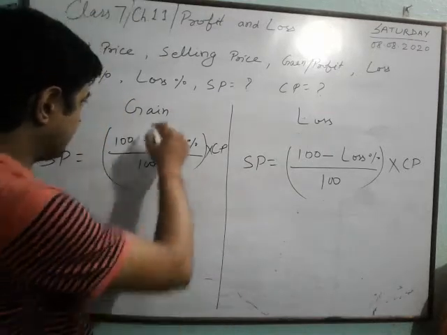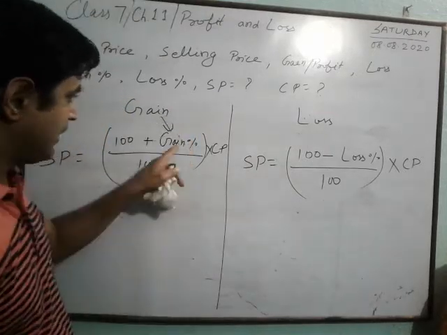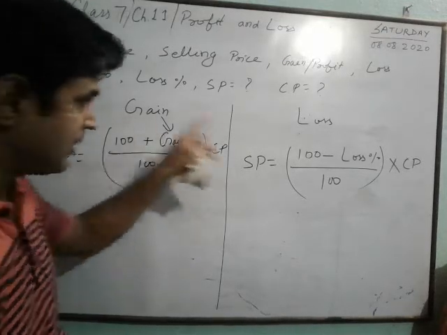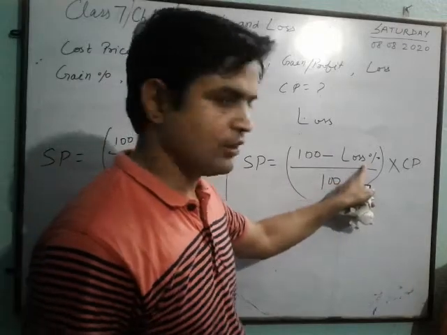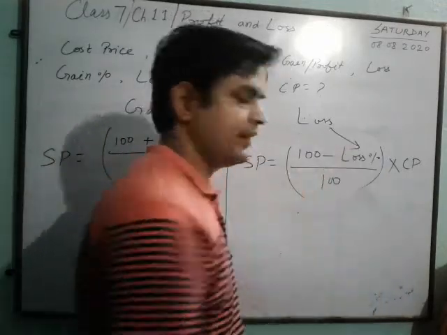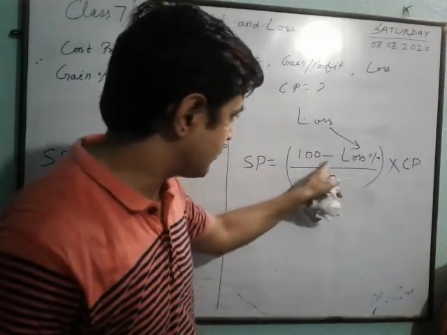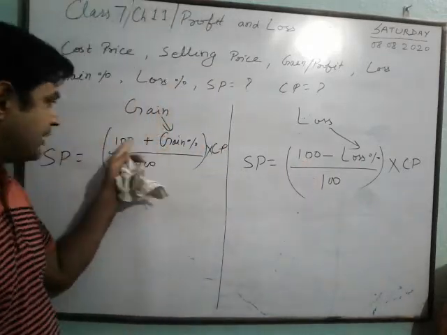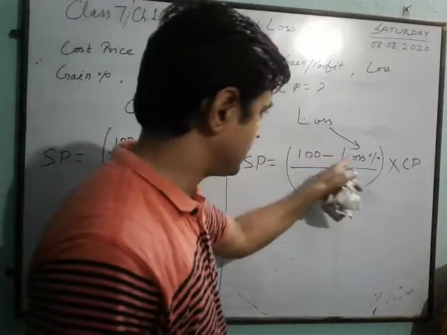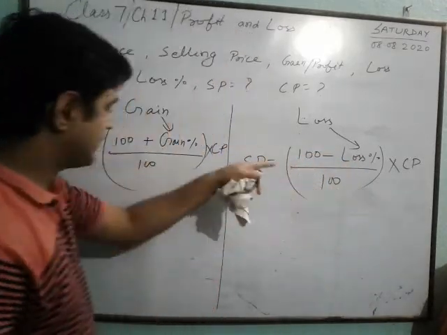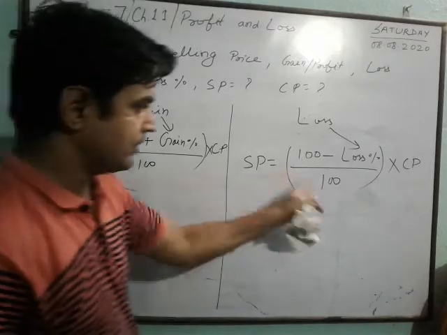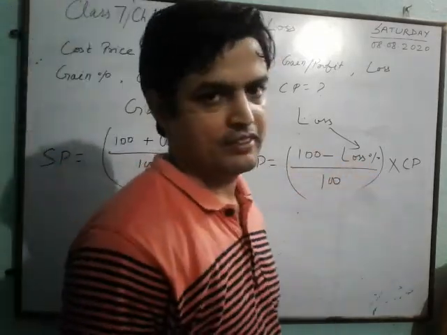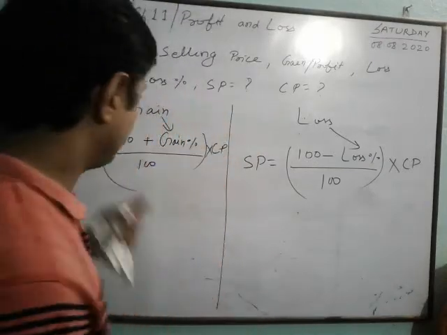Now create the link. In case of gain, write the gain percent and add this gain percent to 100. Similarly, in case of loss, write the loss percent and subtract the loss percent from 100. In case of gain, gain percent is added to 100. In case of loss, loss percent is subtracted from 100. And in both the cases, we divide this by 100, and in both the cases, we multiply it by CP. And we have the formula.